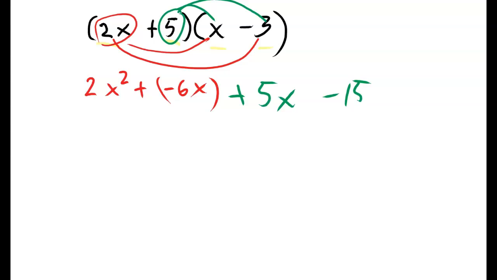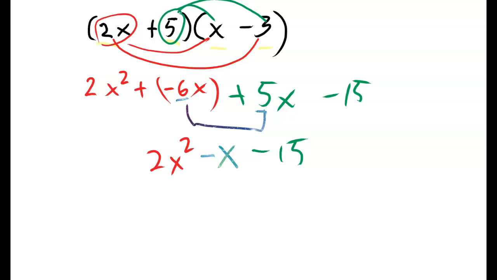And then I would combine like terms, and I would see here that I have a negative 6x, a 5x. Those are like terms. They both have a variable of x, and it's to the first power for both of them. So a negative 6 plus a 5 will give me a negative 1x, and we don't usually write the 1. And then we still have our negative 15, and we still have our 2x squared.